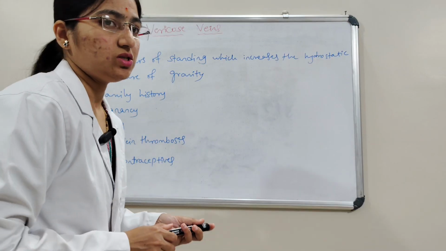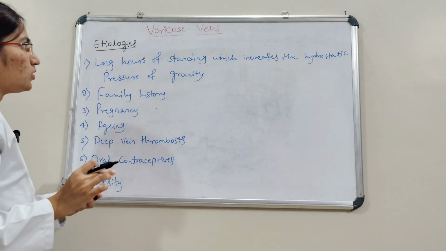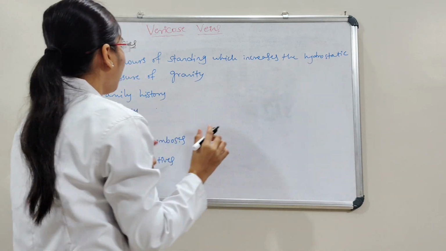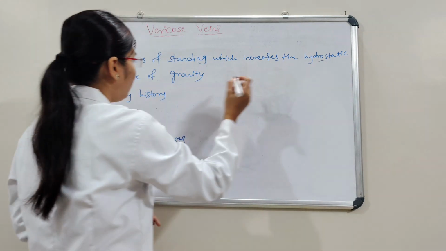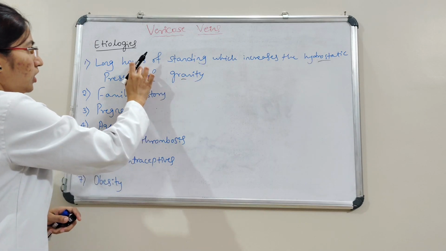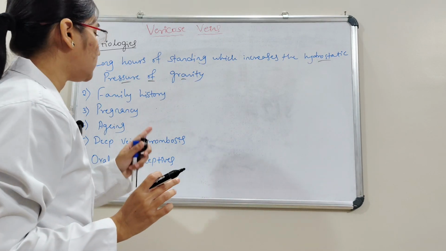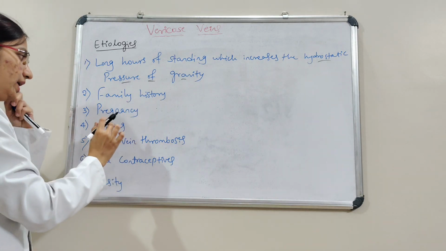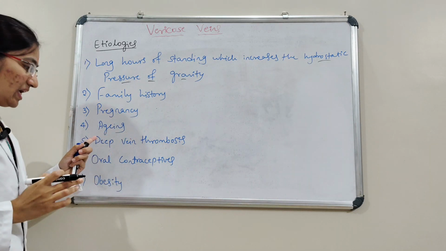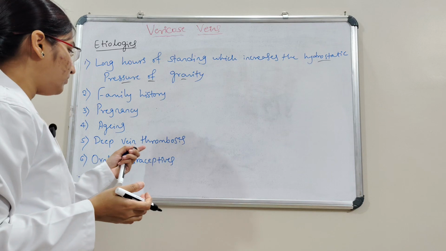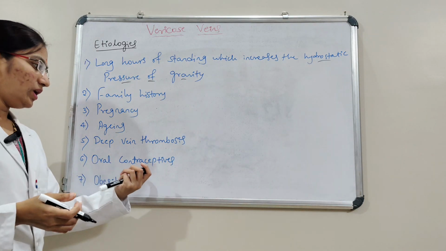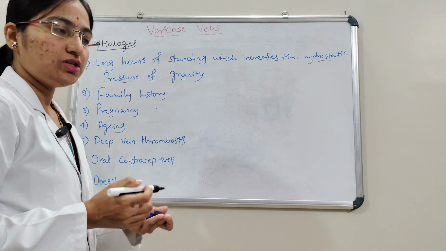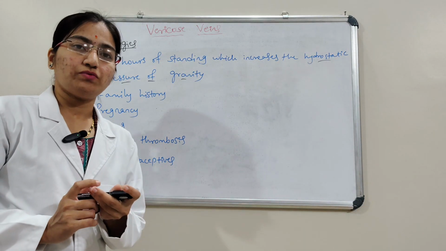Next we will see the causes for varicose veins. Etiologies: long hours of standing, which increases the hydrostatic pressure of gravity. It is also one etiology for developing varicose veins, long hours of standing. And then family history, and then pregnancy, aging, and then deep vein thrombosis. Oral contraceptives also may be the cause, and then obesity. These are the etiological factors for developing varicose veins.